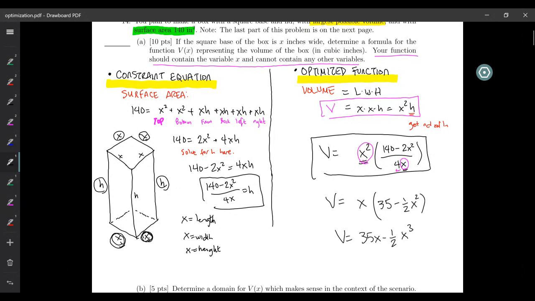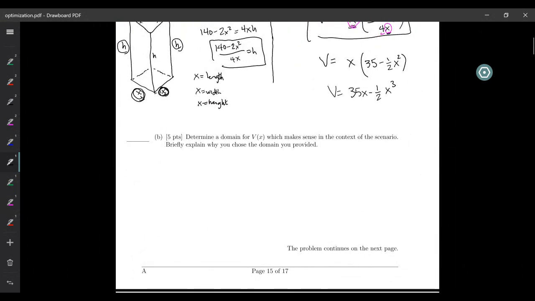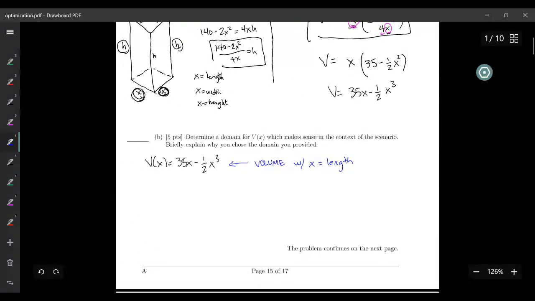All right, so we have a polynomial. Ultimately, the next step would be to find critical points, which is why I'm cleaning this function up. Right. Part B says determine the domain of your function. So my function V of x is 35x minus 1/2 x cubed. Now, of course, this is a polynomial. The domain would be all real numbers, but in this case, remember that this is measuring the volume given the length x, right?